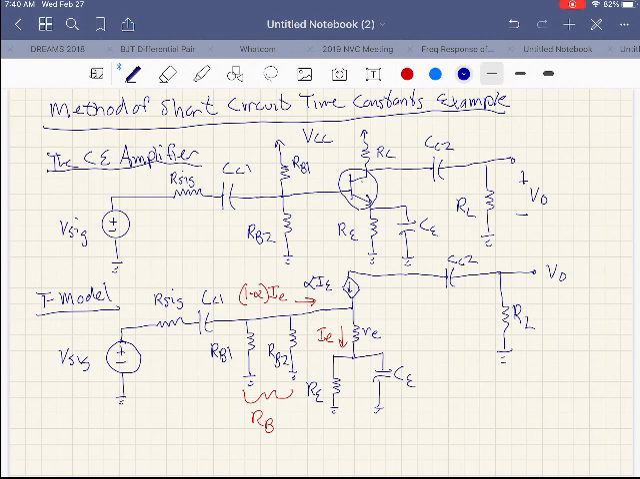Let's take a look now at the method of short circuit time constants example. We'll take a look at an example.